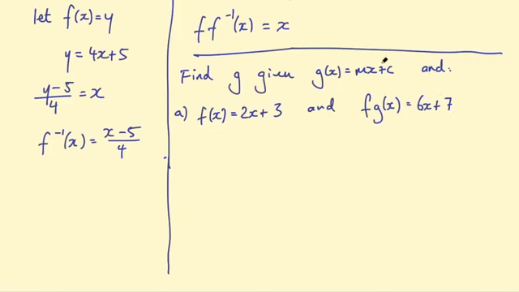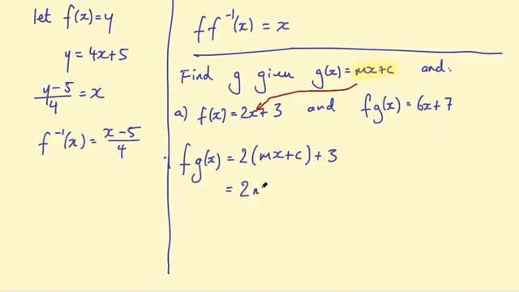So in order to find the function g, we can input this general equation into f. So we can say that f of g will be 2 times mx plus c plus 3. So I've taken this here and inputted it into f of x, where the x is. Right, so I've got 2 times mx plus c plus 3. And then start to simplify this. So this is going to be 2mx plus 2c plus 3. And we're also told that f of g equals 6x plus 7.